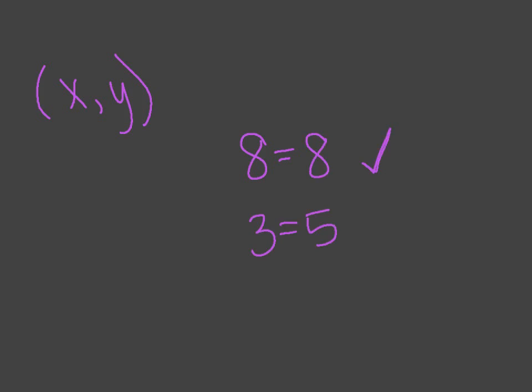So as a quick recap, if I want to know if an ordered pair is a solution, all I'm going to do is take the x and the y from the ordered pair and plug it into my equation. If I plug it into my equation and get two numbers that are the same, such as 8 equals 8, then it is a solution. However, if I get two numbers that are not the same, like 3 equals 5, that is not a solution.